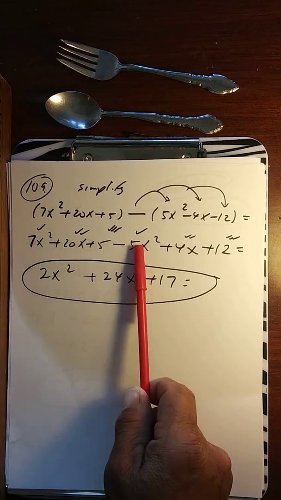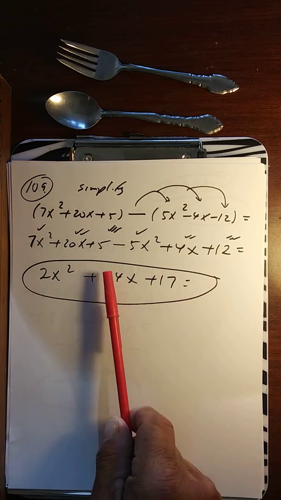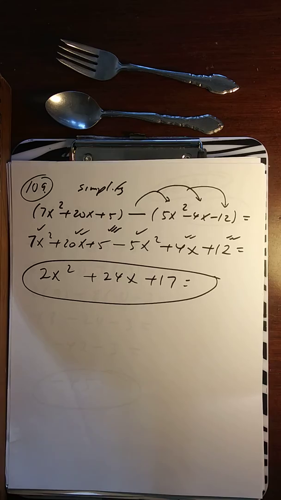So now you have 7x squared. That one is 2x squared. 20 and that's 24x, and 5 and 12 is 17.